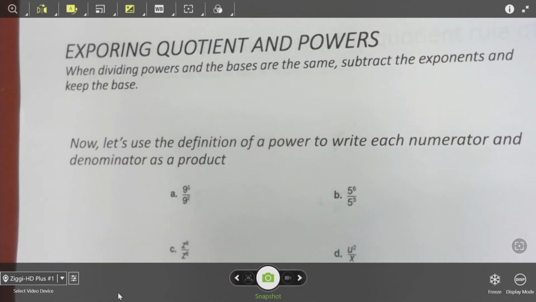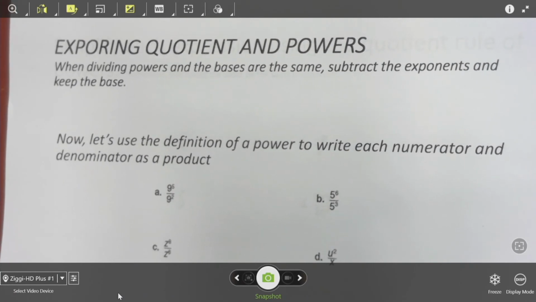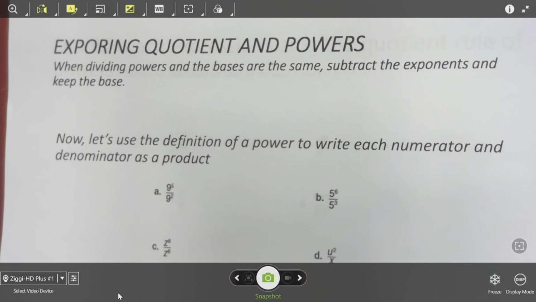Okay. Now we want to explore quotients and powers. Quotient, what operation is that? You got it, division. So now we're going to be looking at, well, what do I do with powers when I'm dividing? So I've learned that if I'm multiplying powers, I'm going to add the exponents. If I'm multiplying a power to a power, I'm going to multiply the exponents. Now we're dividing. Let's see. When dividing powers and the bases are the same, subtract the exponents and keep the base.